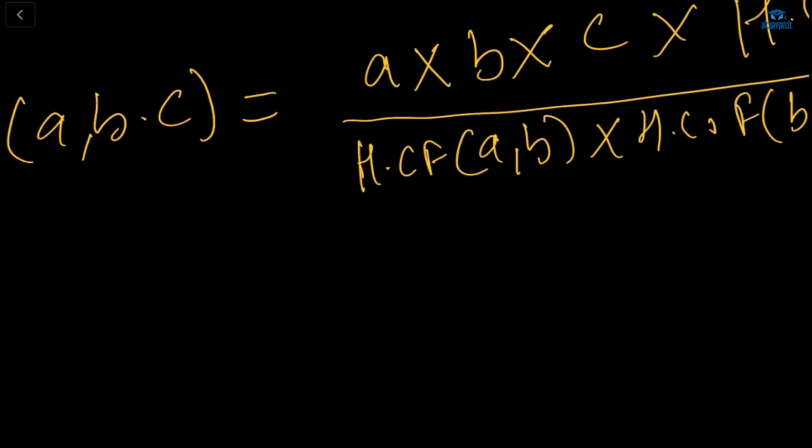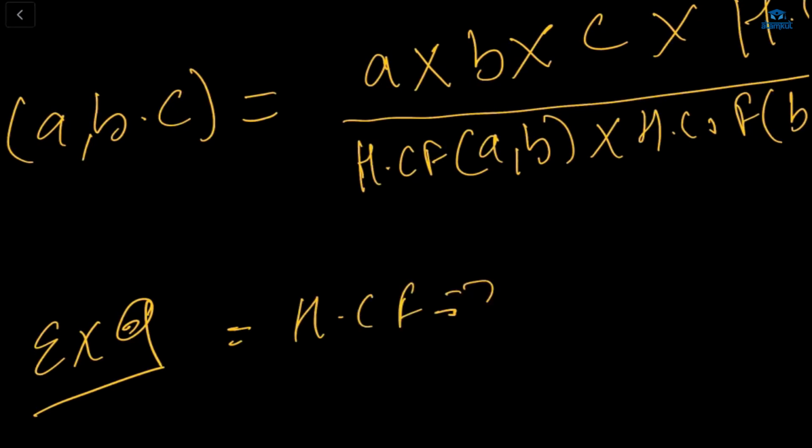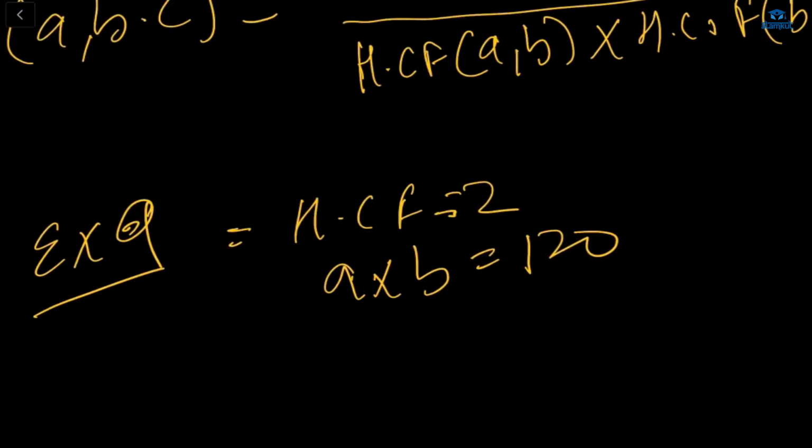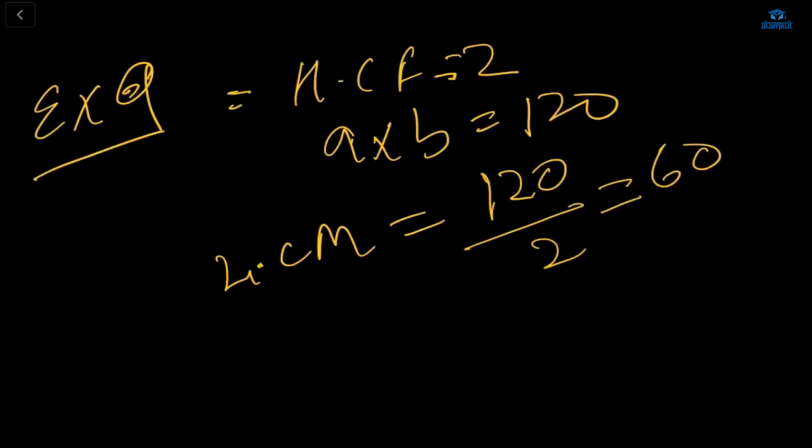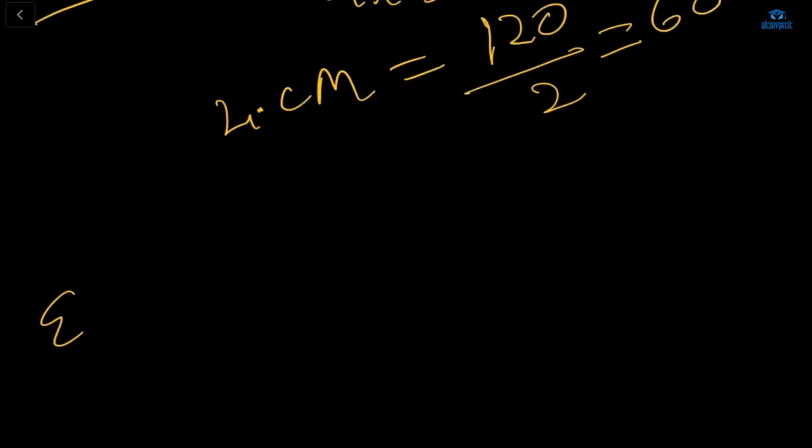The first question is very simple. It is given that the HCF of two numbers is 2. Example 9. The HCF is 2 and the product A multiplied by B is 120. Now you have to find the LCM. If you have to find the LCM, what is the formula? Product divided by the HCF. So the product is 120, divided by 2, so it is simply 60. Okay, Rudroniya?